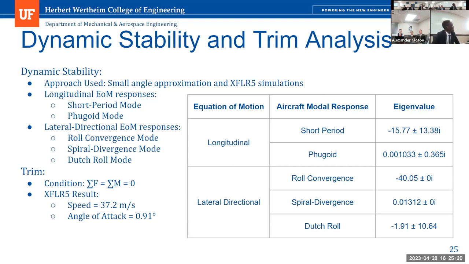For lateral directional responses, with the values you see right there, we expected all of them to be damped except for the spiral divergence, which has a positive real part. But otherwise, for Dutch roll and roll convergence, we had damped modes. So we were dynamically stable. On top of that, our dynamic stability analysis on XFLR5 gave us a trim speed of 37.2 meters per second. Our target trim speed was 30 meters per second, so our design also was pretty good. And an angle of attack of almost 1 degree for trim.